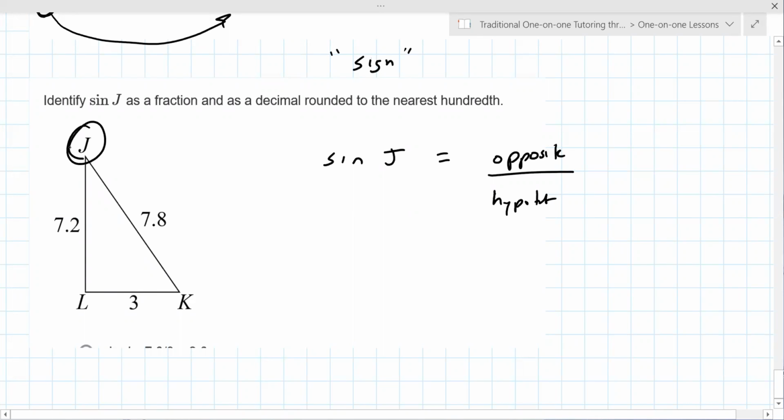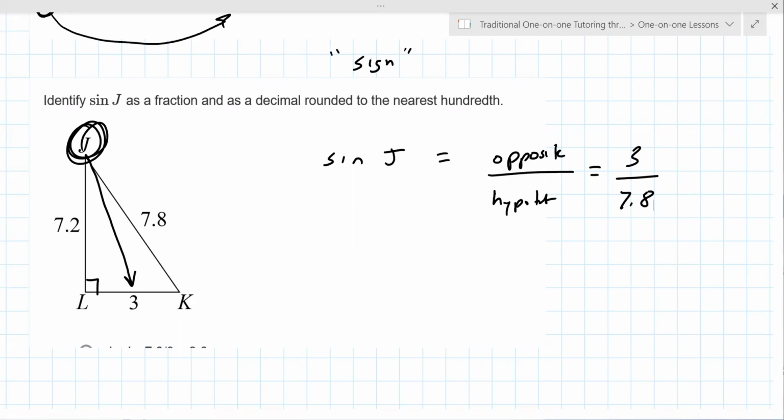So here's J. And let's say you want someone to sit opposite from you. Where are they going to sit? They're going to be over there at 3. And which is the hypotenuse? That would be 7.8. It's always the biggest one. So that's sine J. Do you follow that? Sine is the opposite over the hypotenuse. Yes. Okay. And cosine is the adjacent over the hypotenuse.